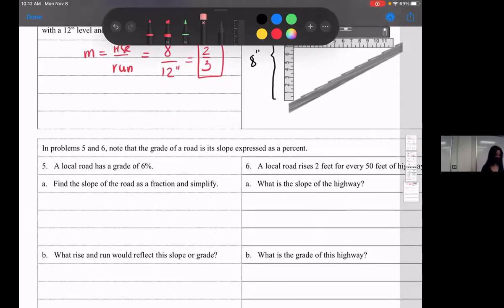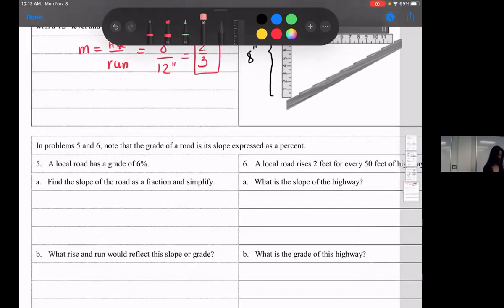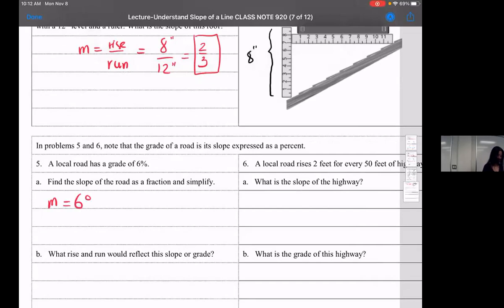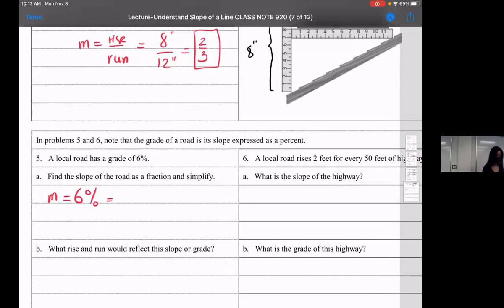So a local road has a grade of 6%. Find the slope of the road as a fraction, and simplify. So grade means slope, same thing, it's different vocabulary. Instead of 6%, how do I rewrite it as a fraction? 6 over 100. Simplify it. 3 over 50. Thank you.